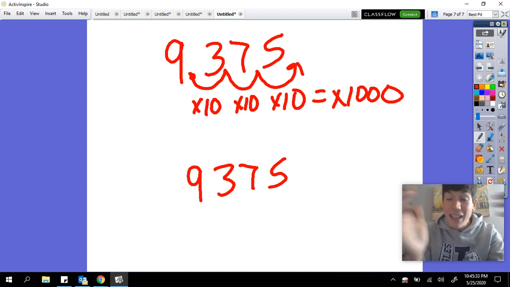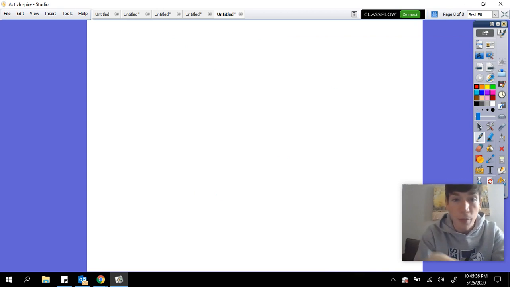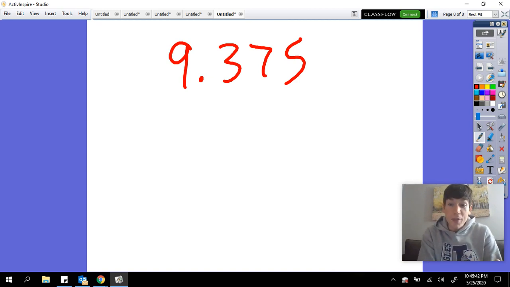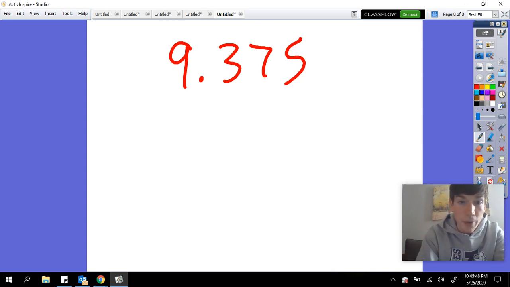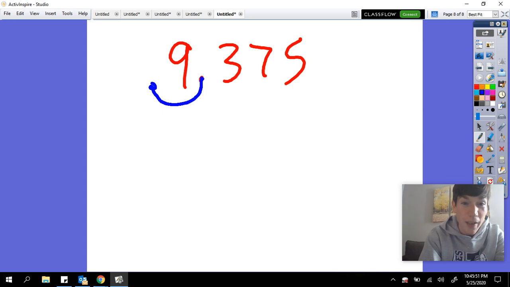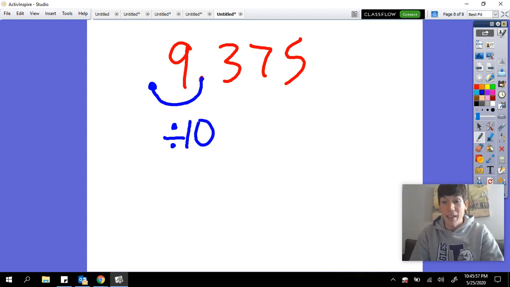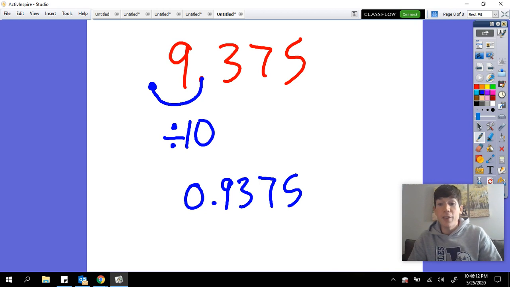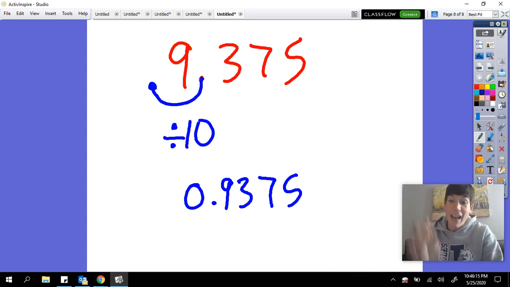Now, in the same way, write this number again, 9 and 375 thousandths. We can also quickly use this in the opposite way to divide. If I take a decimal number and I move it to the left one time, that is the same thing as dividing a number by 10. Anytime you divide, you're moving it to the left. So if I wanted to divide 9 and 375 thousandths by 10, I would get 9,375 ten thousandths.